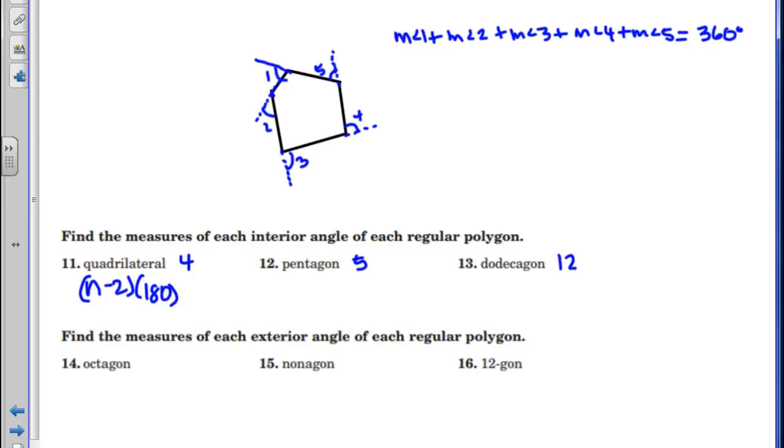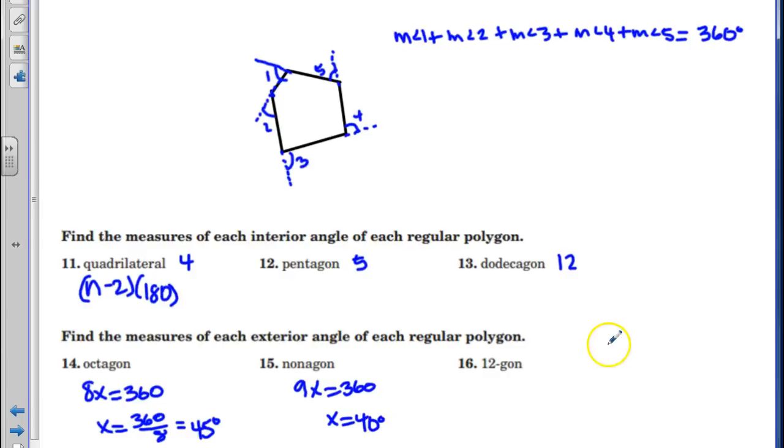All right, so let's say that we have a figure. Well, let's look at these first, I guess. So an octagon, just a regular octagon means all of the exterior angles would be the same. So that means I would have 8 exterior angles equal to 360. So x equals 360 divided by 8, which is 45 degrees. All right, so this would be 9x equals 360. So x would be 40 degrees, and so on.